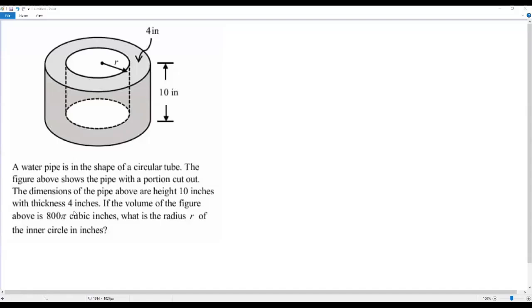If the volume of the figure above is 800 pi cubic inches, what is the radius r of the inner circle in inches? So we have to find the value of this lowercase r. Actually, this is a hollow cylinder, and for this hollow cylinder, we have the volume given over here, that is 800 pi.